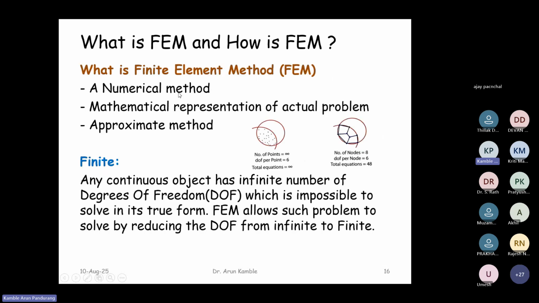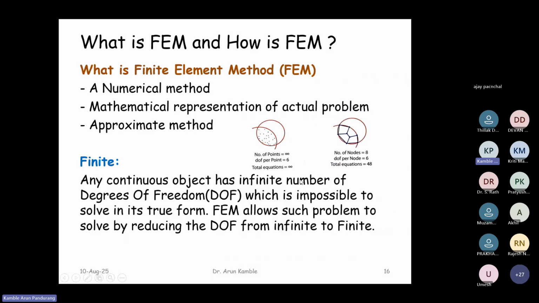So now we will see the exact definition of FEM word by word. It is a numerical method, and it gives the mathematical representation of the actual problems, but it is an approximate method. Okay, it is a numerical method which is an approximate method. So what is the meaning of the word finite? Consider this is one domain which is made of a number of atoms. Generally any system is made of atoms.